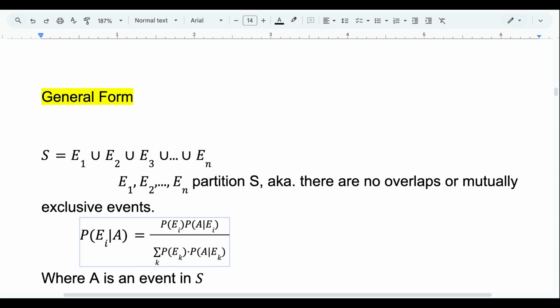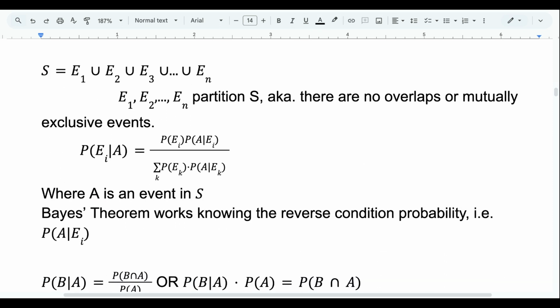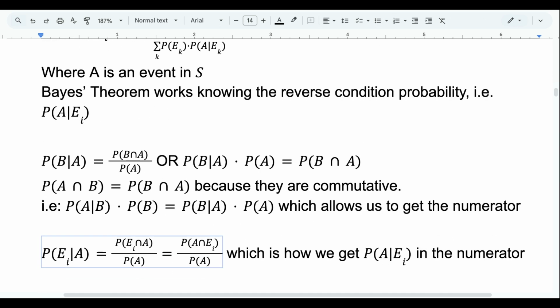So the probability of event E sub I given A is equal to the probability of E sub I times the reversal there, probability of A given E sub I, over the summation of probability E sub K times conditional probability A given E sub K. A is an event in the sample space. So again, we're reversing the conditioning here.